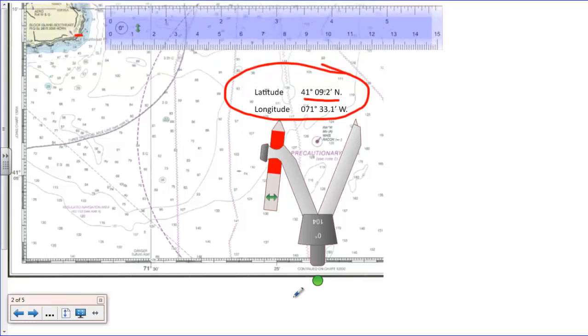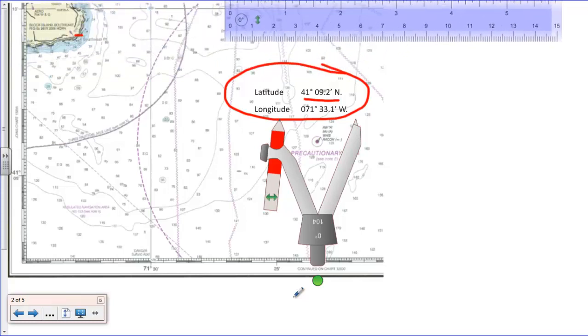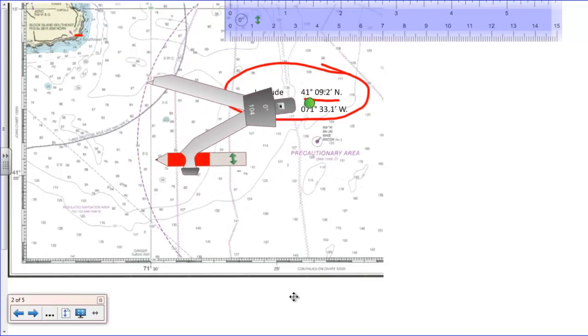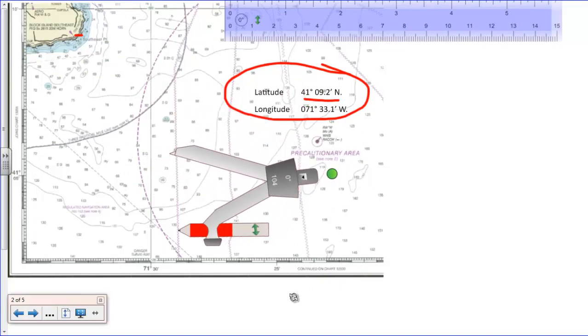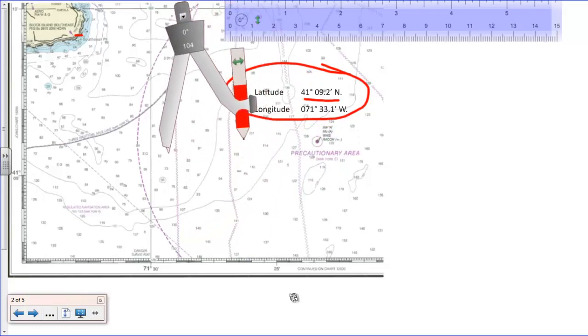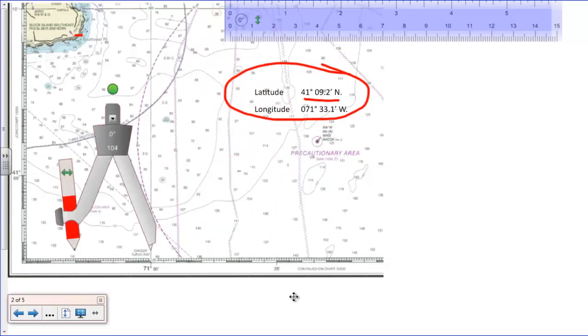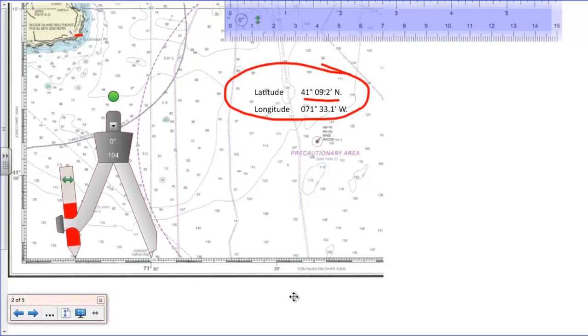just make sure. We take our parallel rules, put them away. We bring our dividers, and we want to align them with a line of longitude. So we'll use the 71 degrees 30 minutes. We then want to find 33.1 minutes. Here's 30, 31, 32, 33.1 would be right there.